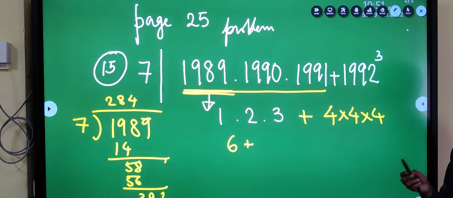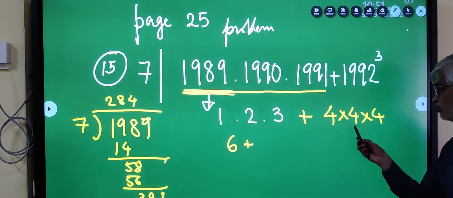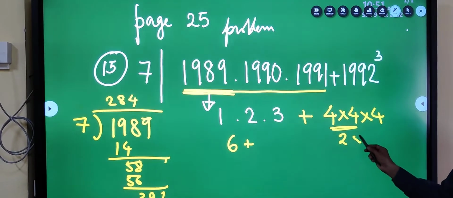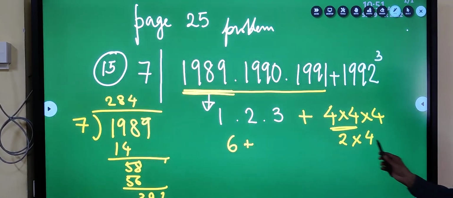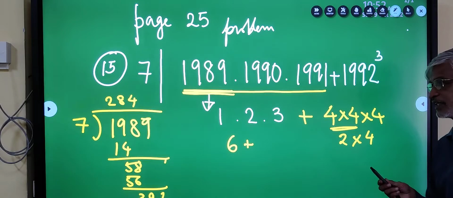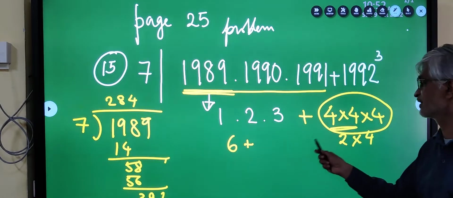4 into 4 is 16, but 16 when you divide by 7 leaves the remainder of 2. So this is actually 2, and we continue to multiply with 4. 2 into 4 is 8, and 8 is nothing but 1 when you divide by 7. So the remainder of this number when you divide by 7 is 1.